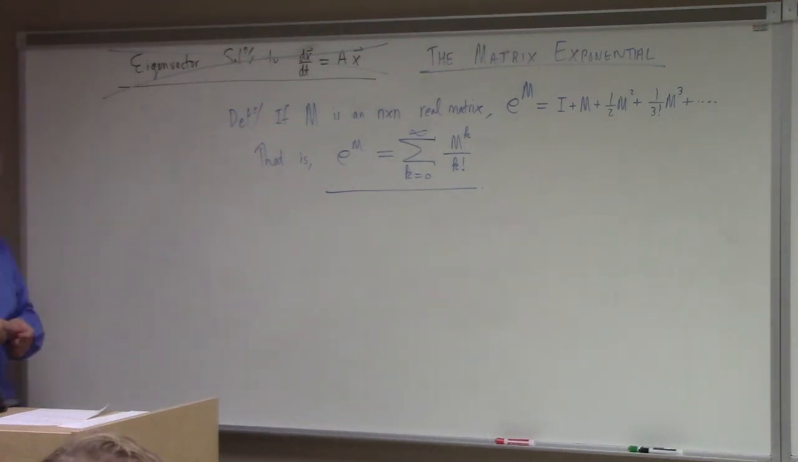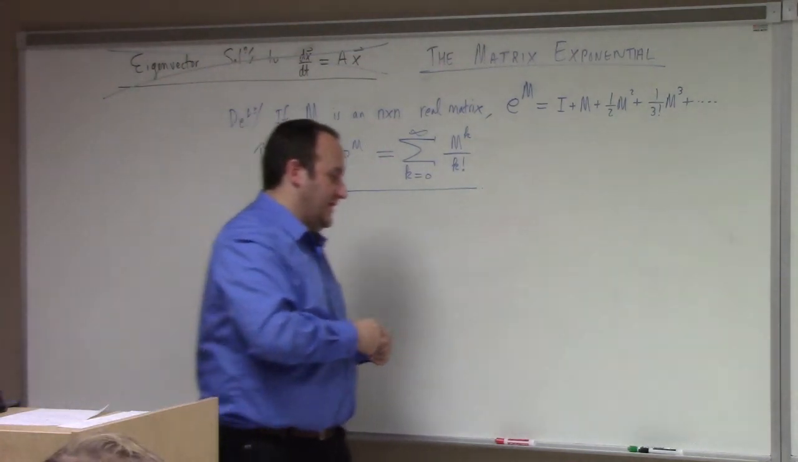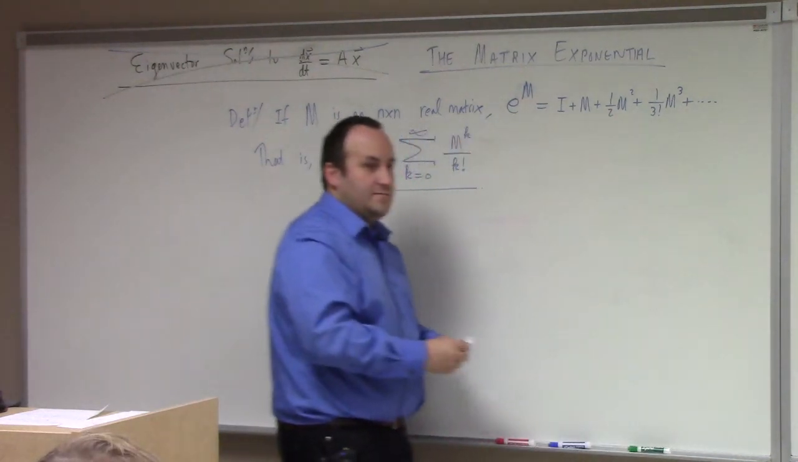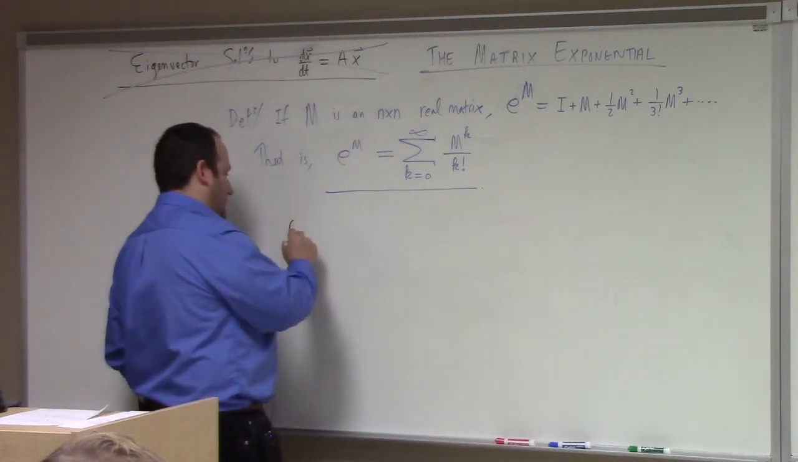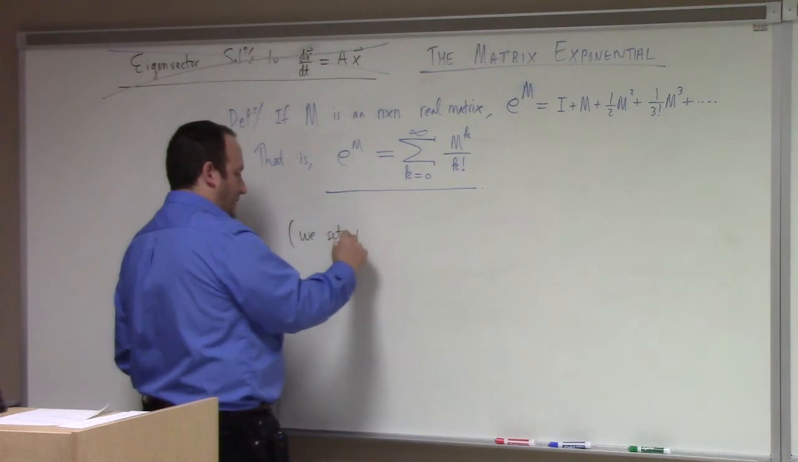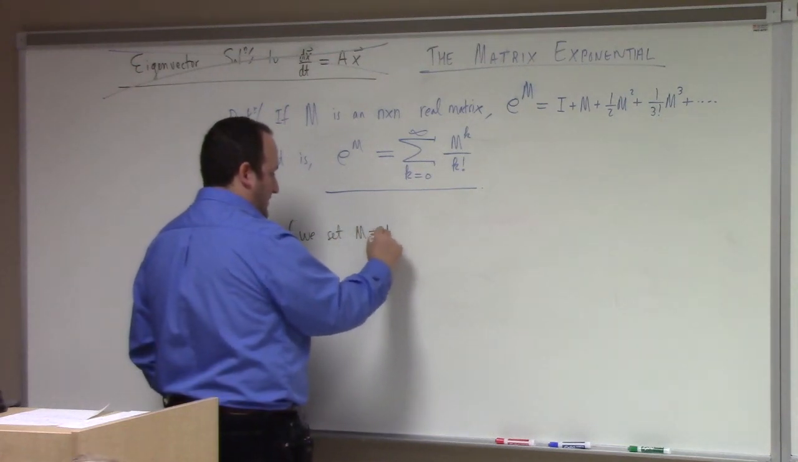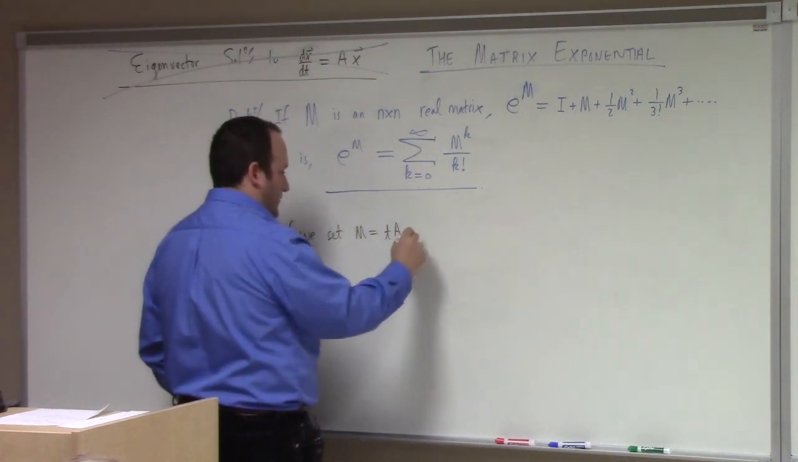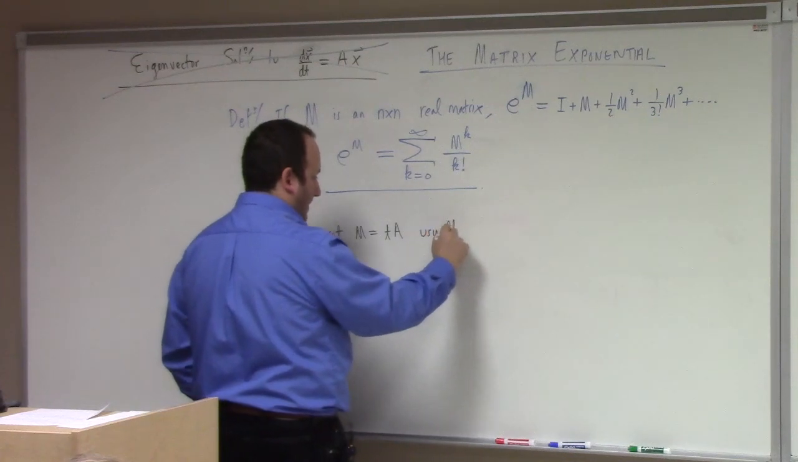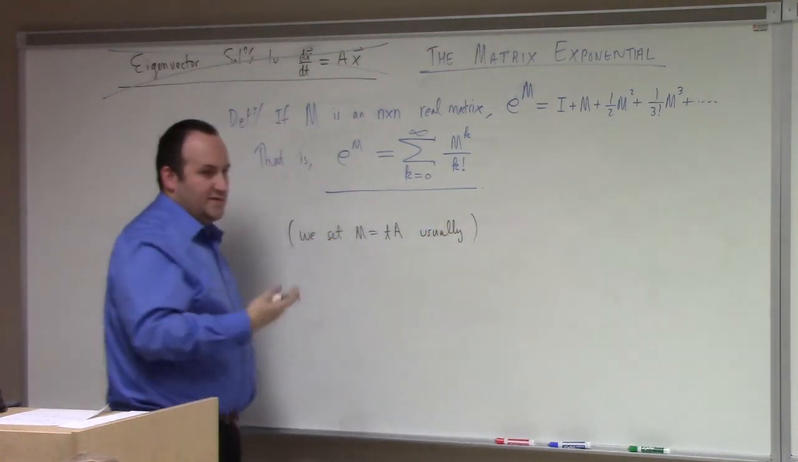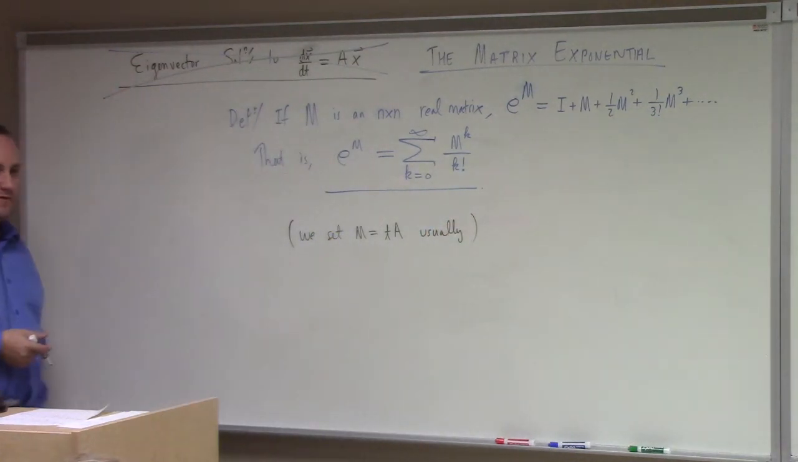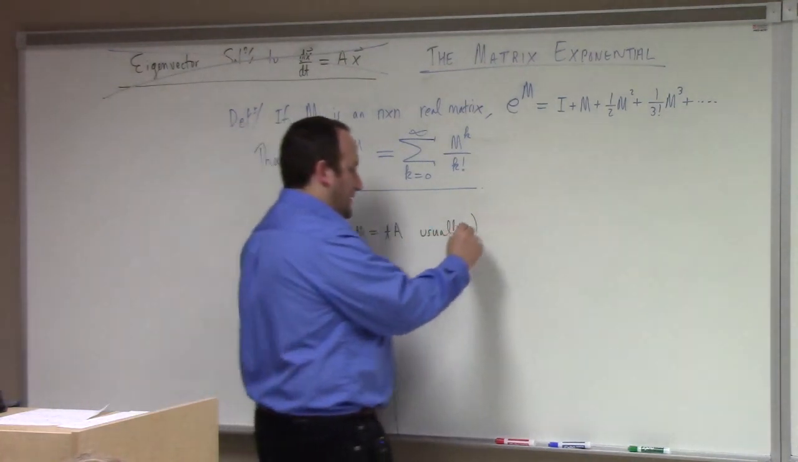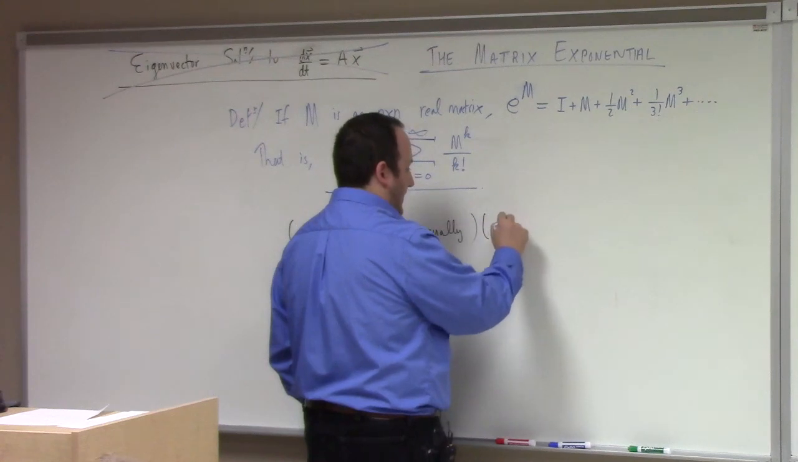Our usual application is to choose M equals tA. Most often, we set M equal to t times A, usually. That's usually how we use this thing. So when I think about the matrix exponential, I'm usually thinking about e to the tA, like that.